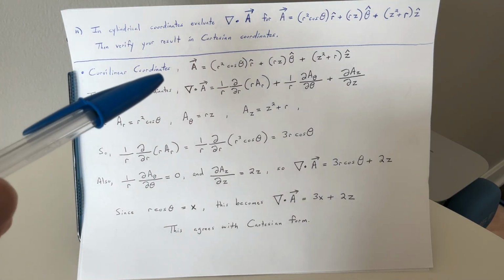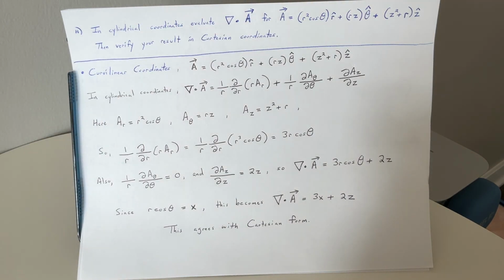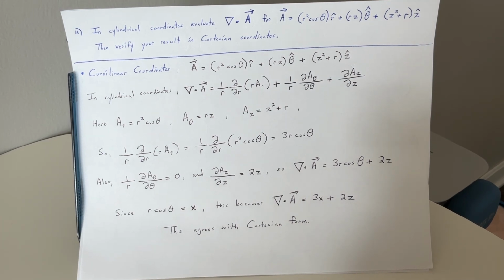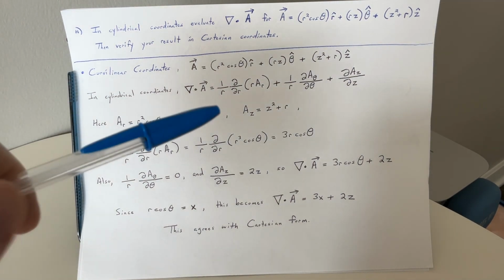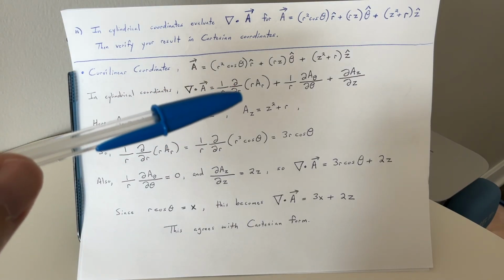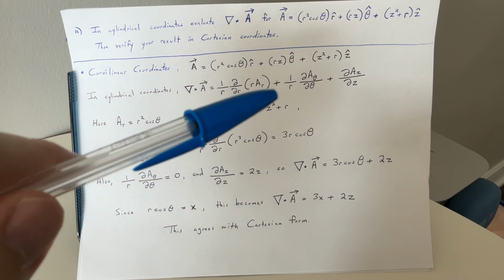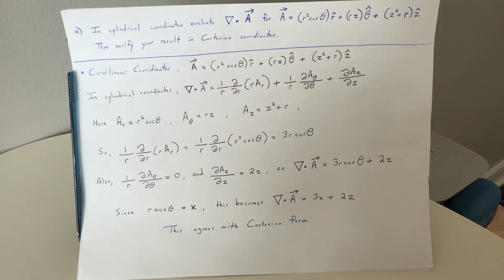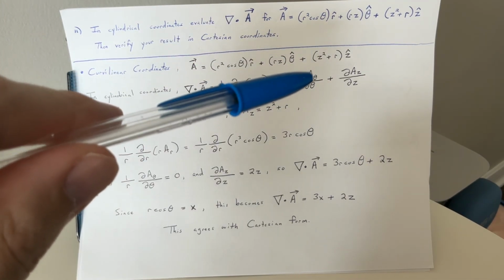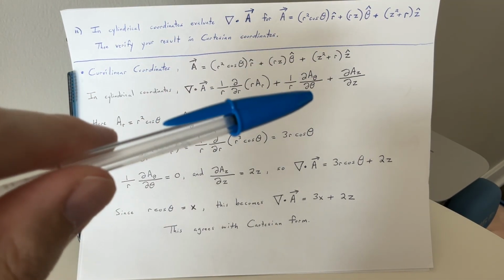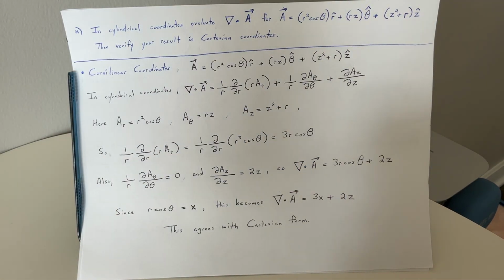So this is a curvilinear coordinates problem. We were given A equals r squared cosine theta r hat plus rz theta hat plus the quantity z squared plus r z hat. In cylindrical coordinates, del dotted with A equals 1 over r times the partial derivative with respect to r of r A sub r, plus 1 over r partial derivative of A sub theta with respect to theta, plus the partial derivative of A sub z with respect to z.